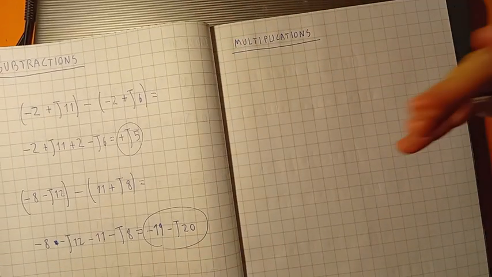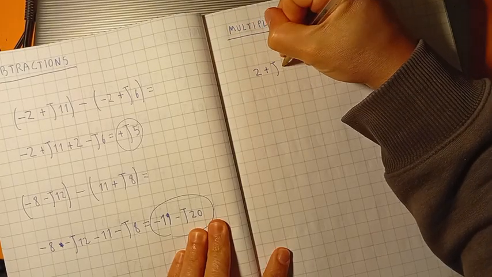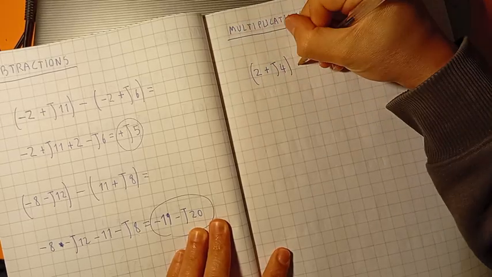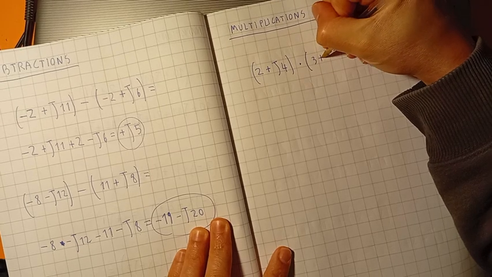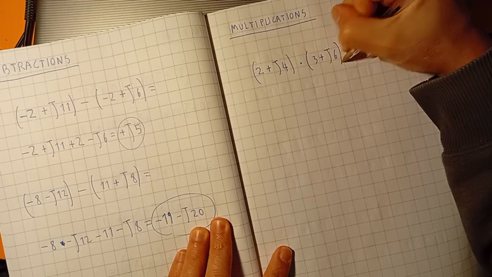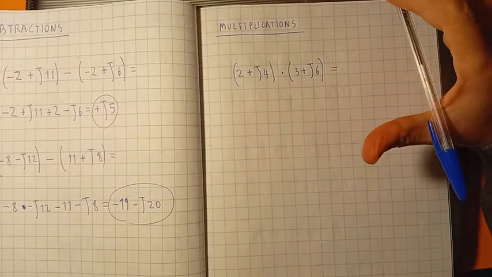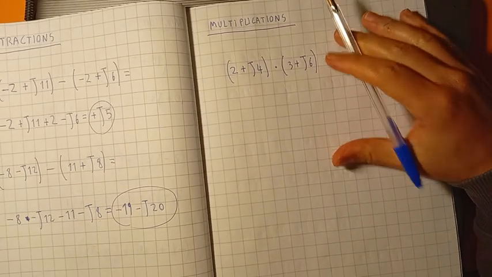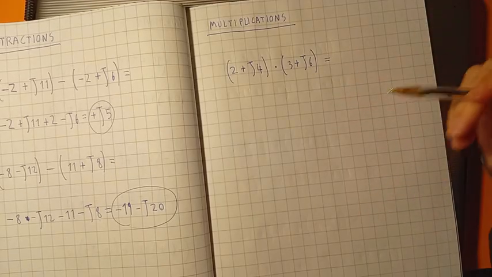Okay, multiplications with complex numbers. 2 plus j4 multiplied for 3 plus j6. Okay, let's do this. How can we do this? How do we do multiplications with complex numbers? It is still very easy. This is just basic math. If you remember the equations, this is just basic math.